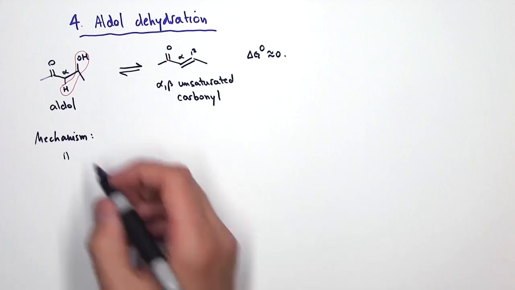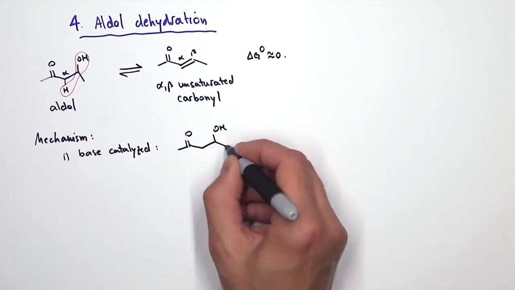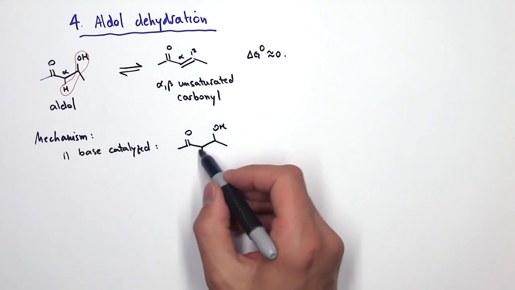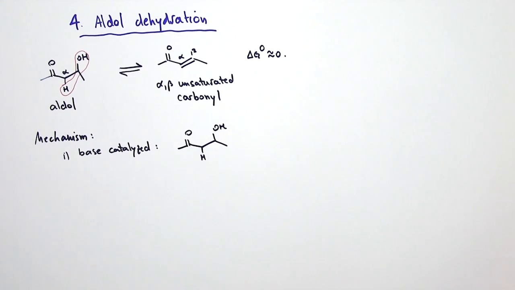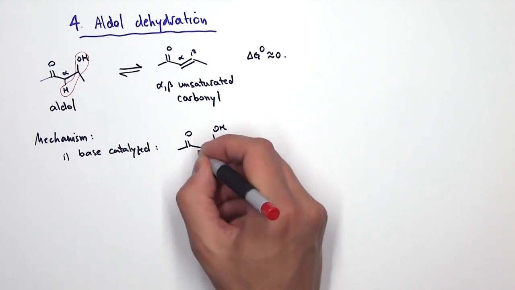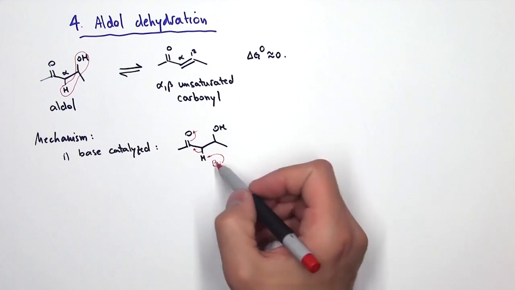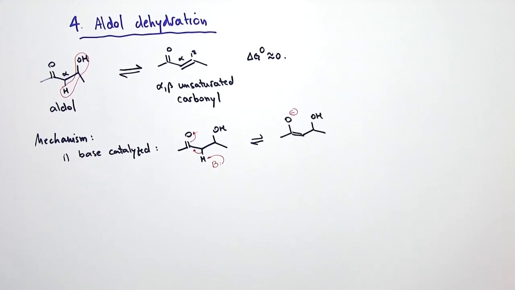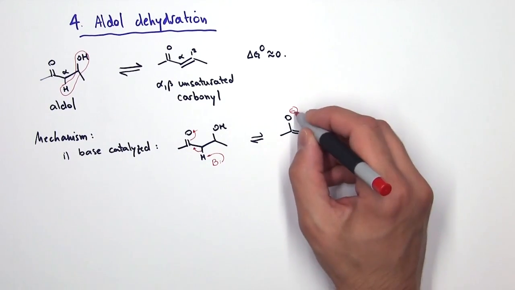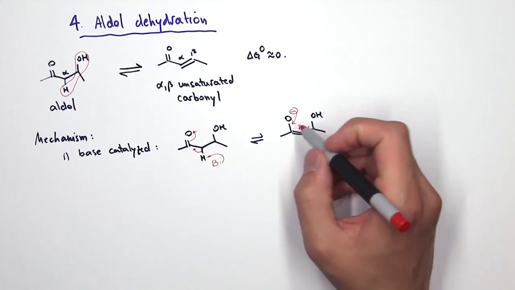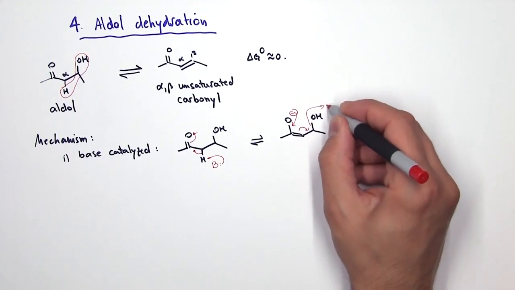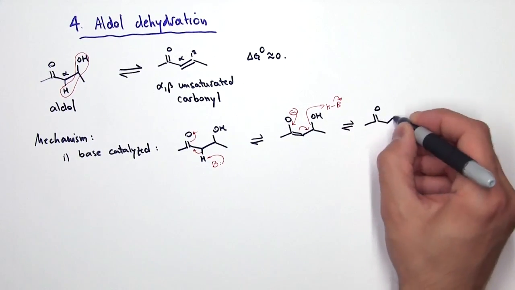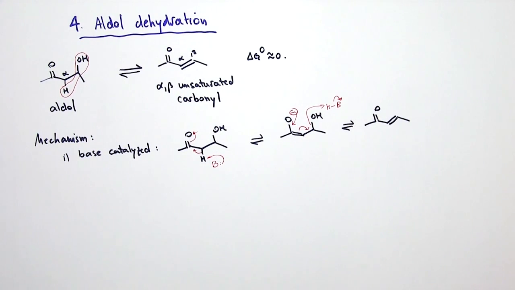Once again, it can be base or acid catalyzed. This reaction works because the alpha hydrogen here is next to a carbonyl and therefore can form an enol. So if a base can remove this hydrogen to form the enolate, then we can envision how this electronic movement will allow for the water molecule to be eliminated, forming our alpha-beta unsaturated carbonyl.